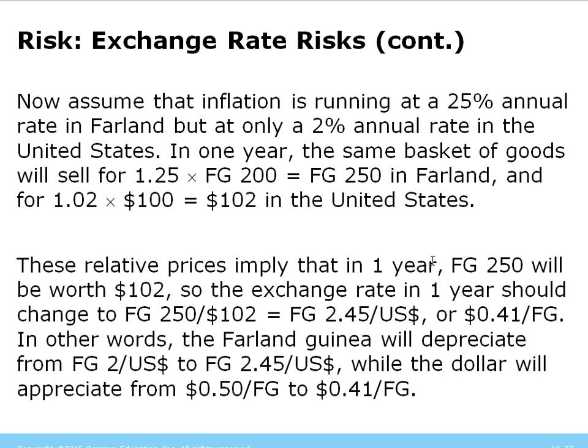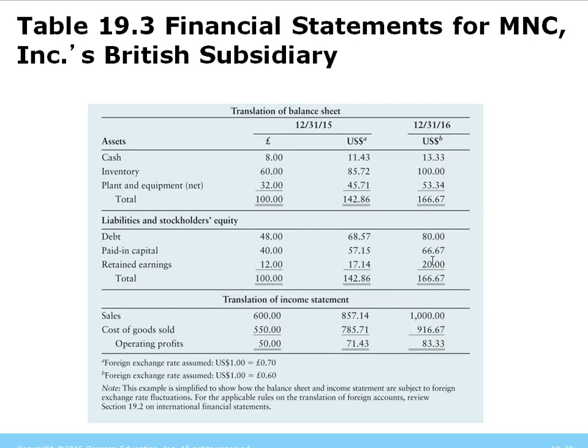And because inflation has an influence on the value of the currency, the Farland currency will depreciate from 2 to 2.45. We call it depreciation because it used to take 2 FGs to equal $1, but now it takes 2.45 FGs to equal $1, and that's a depreciation. While the dollar appreciates, where it used to be you needed 50 cents to get 1 FG, now you need only 41 cents to equal 1 FG. So this is an example of how exchange rates can change with inflation.